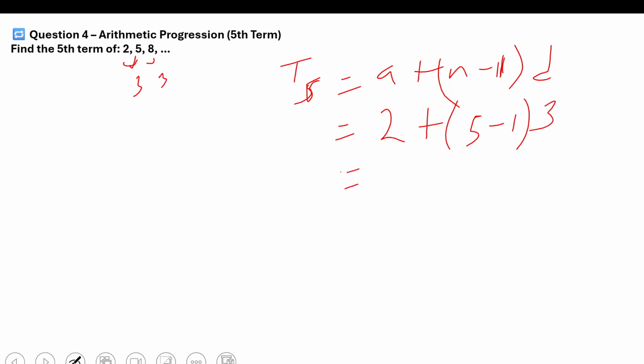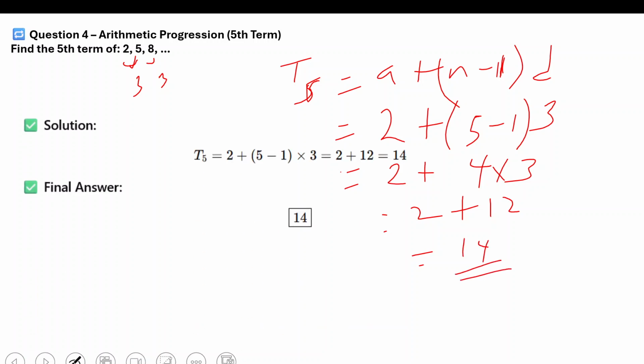So you can just get the sum of this. 2 plus 5 minus 1 is 4, then times 3. 4 times 3 is 12, plus 2 is equal to 14. So 14 is the fifth term of this particular progression.